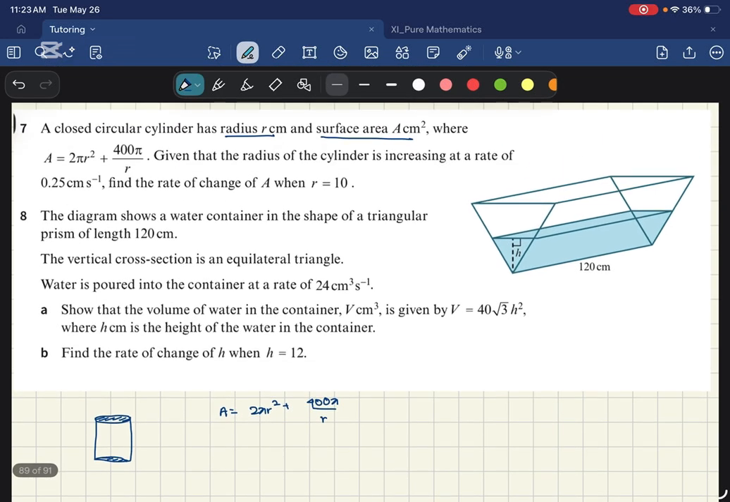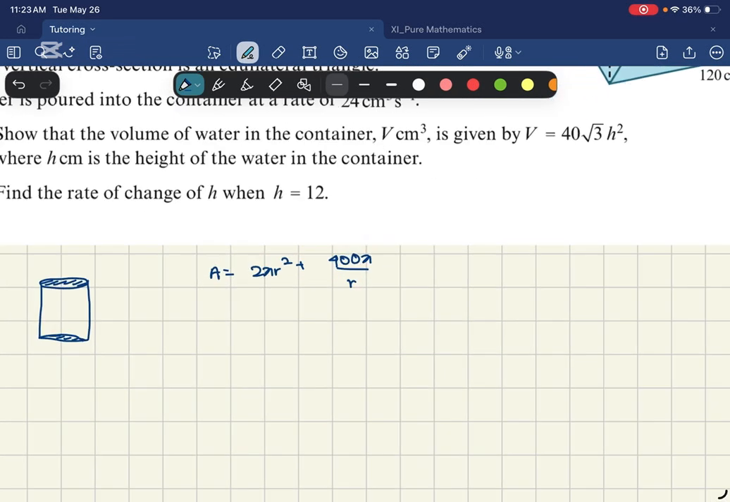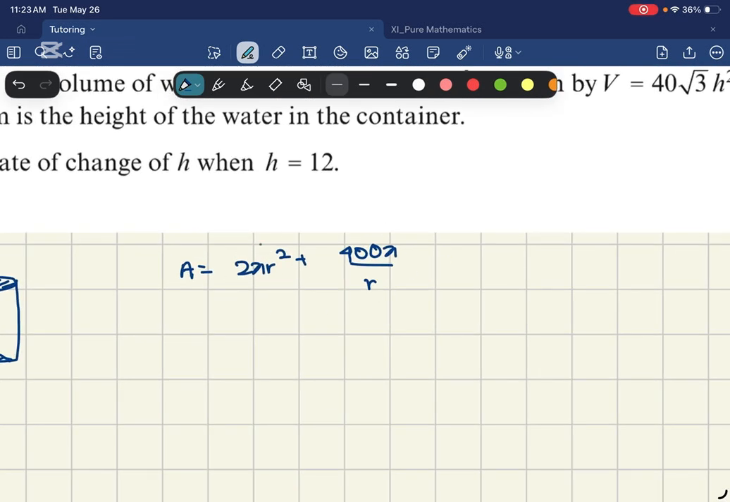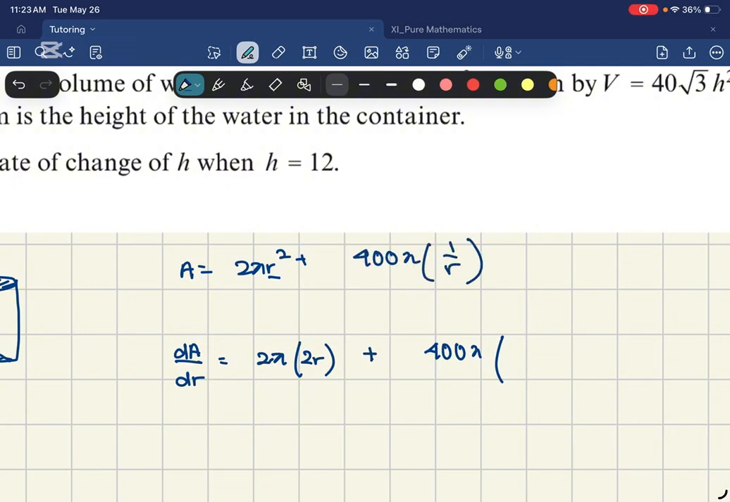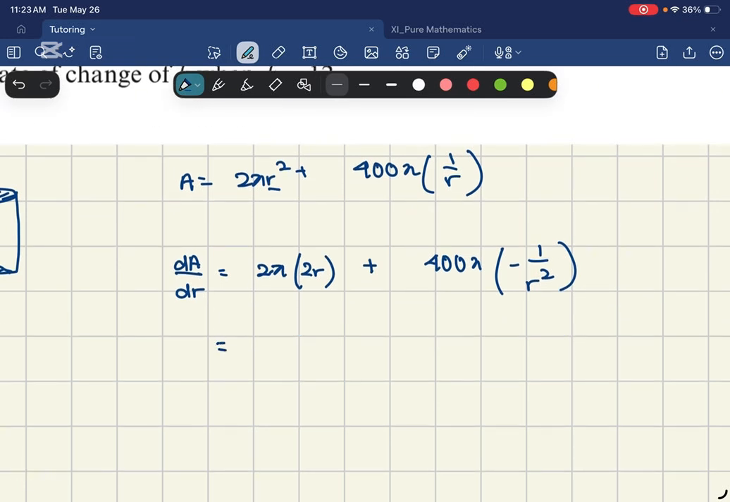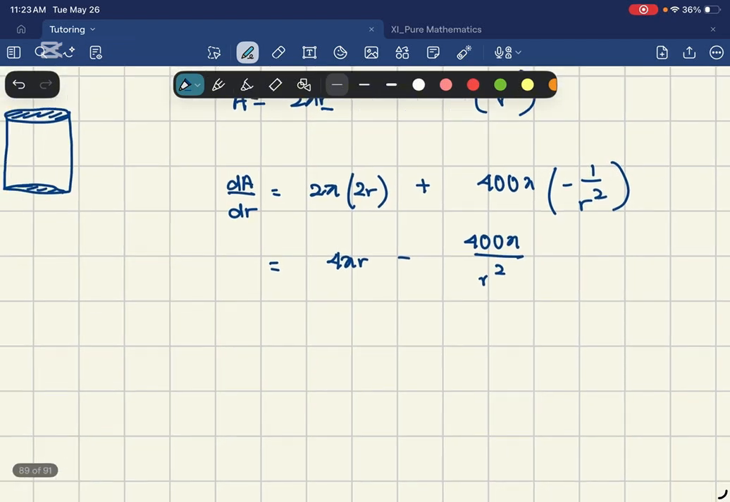All right, so we don't need to make the equation. We are already given the equation. So this is defined with respect to r. So it's going to be useful to find dA by dr. So if you differentiate this, you keep 2 pi, you differentiate r squared, you are going to get 2r. Plus you keep 400 pi. If you differentiate, so this is just 400 pi times 1 over r, right? And if you differentiate 1 over r, you're going to get negative 1 over r squared. So finally, I leave you to do the differentiation on your own. You get 4 pi r minus 400 pi over r squared. That is dA by dr.